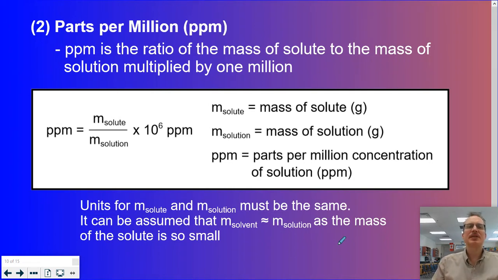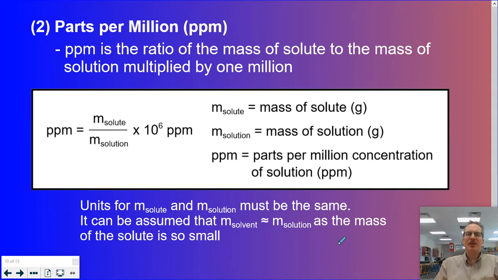Welcome back, Chem 20s. We're going to jump in and look at the second way of measuring concentration. The second way of measuring concentration is parts per million. Parts per million is the ratio of the mass of solute again to the mass of the solution. And then we're going to multiply that by a million.